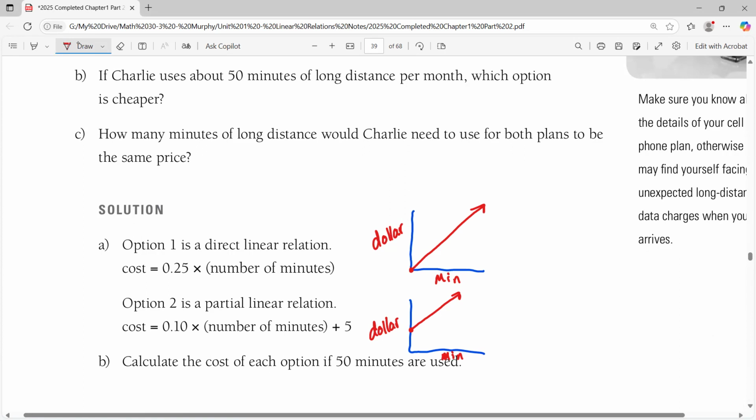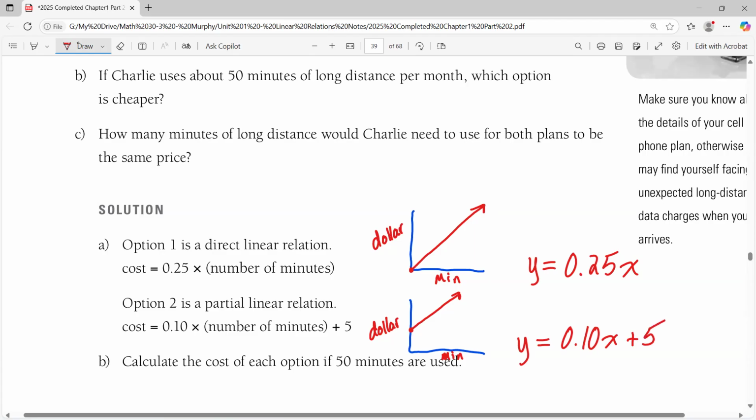So option one says cost equals 25 cents times the number of minutes. You could also write it as y, because y is the cost, or dollars, equals 25 cents a minute times x, which is the minutes. You could also write this next one: cost is 10 cents times the number of minutes plus $5. You could write it like this: y equals 10 cents times your number of minutes. Again, the minutes is on the x portion of the graph, and then add on $5.